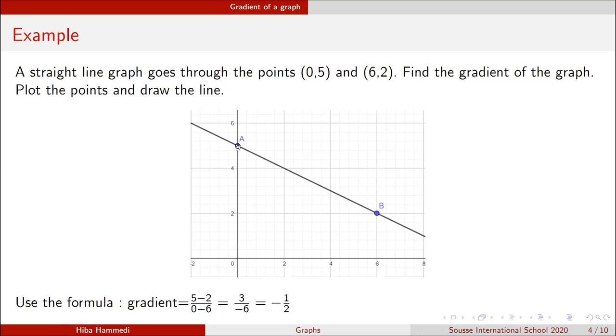So the second coordinate, I have YA, it's 5, minus YB, it's 2, so 5 minus 2, divided by the first coordinate, 0, minus the first coordinate 6. So since I started with A, I will carry on with A in the second part. So 3 divided by negative 6. And I can simplify by 3. So the gradient should be negative 1 over 2. I'm not surprised that I got a negative gradient since the line is going down like that.